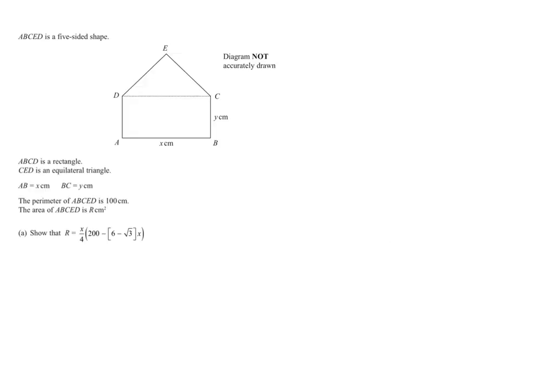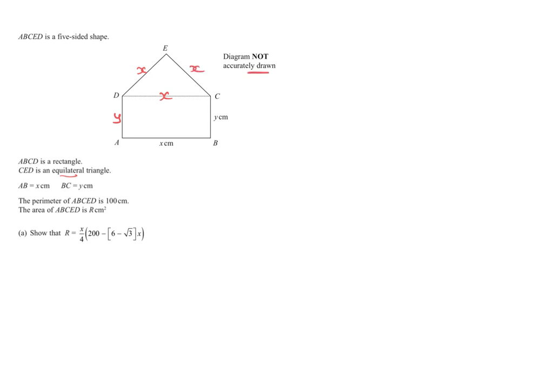So let's look at this shape in more detail and let's label it. It's always a good start for a question like this to fully label the diagram with all the information we are given. Now we know that AB is X and ABCD is a rectangle, so DC is going to be X as well. We know BC is Y, so AD will be Y. And it tells us that the triangle CED is equilateral, so we know that this distance DE is X and this distance EC is X.